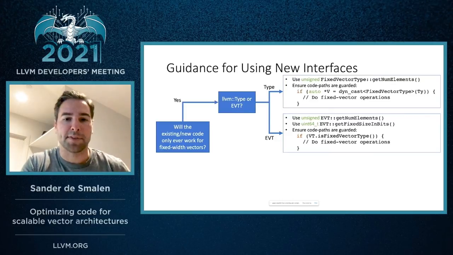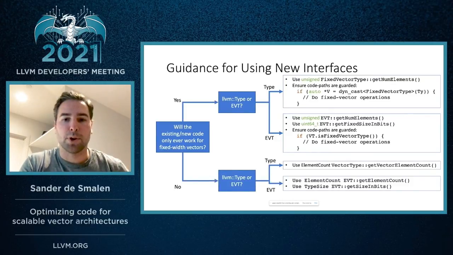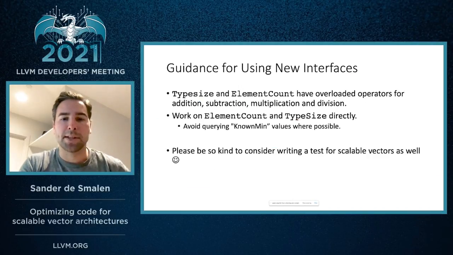If the code is not specific to fixed width vectors, then you can use the more generic vector type and have the code operate on element count and type size directly by using the corresponding interfaces. TypeSize and ElementCount have overloaded operators for addition, subtraction, multiplication, and division. We recommend operating on element count and type size directly and avoiding querying their known minimum values where possible. If you are adding new code or extending existing code that is not fixed length specific, please be so kind to consider writing a test for scalable vectors as well.